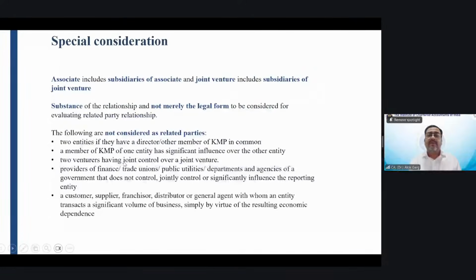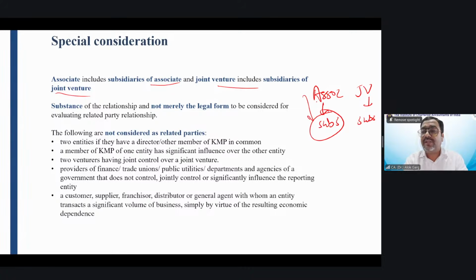Okay. Now, some special consideration. Associate includes subsidiaries of associate and JV includes subsidiaries of joint venture, right? So if there is an associate, there is a JV and they have subsidiaries also. So this is included. Associate includes subsidiary of associate, JV includes subsidiary of JVs, okay? And you need to look at the substance of the relationship and not merely the legal form for evaluating the related party relationship, right?